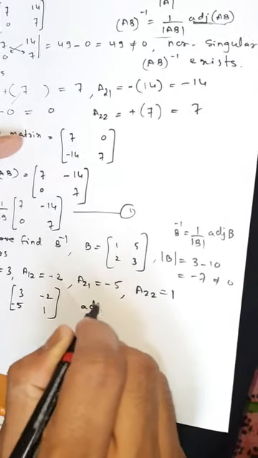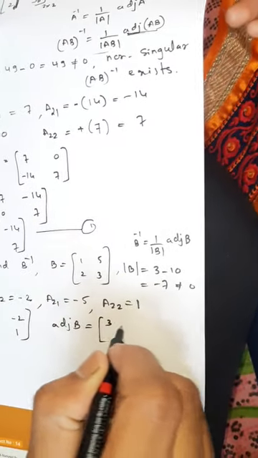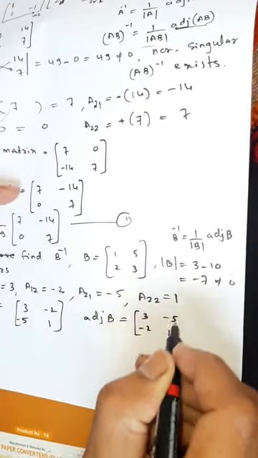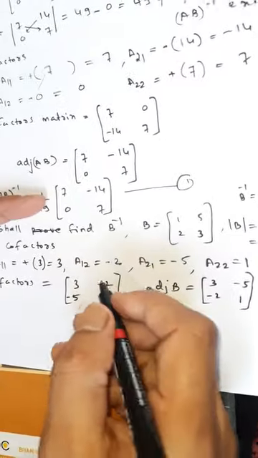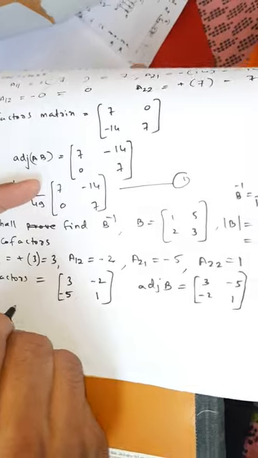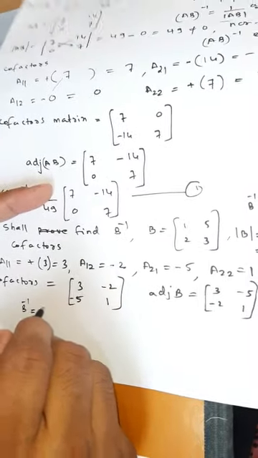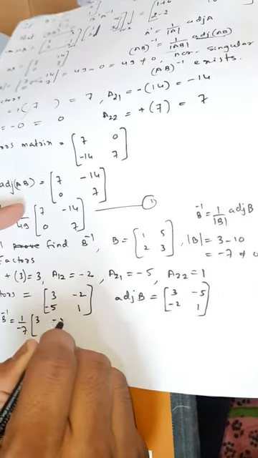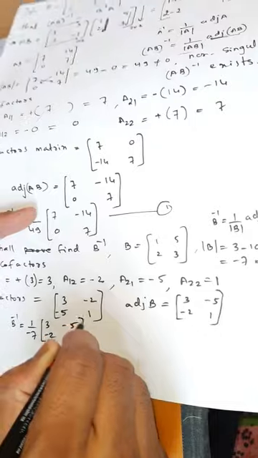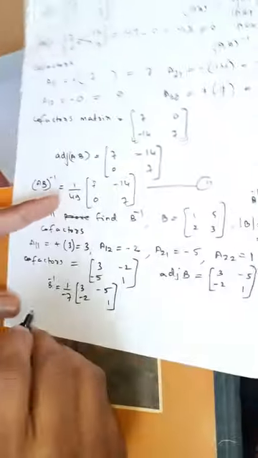Then adjoint of this matrix, that is B, is given by 3, -5, -2, 1. This is adjoint of B. Similarly, we can find B inverse, that is B inverse is 1 by determinant B, which is 1 by minus 7, adjoint B, 3, -5, -2, 1. This is B inverse. So like this we want A inverse.